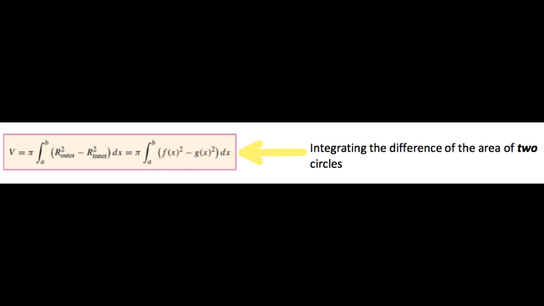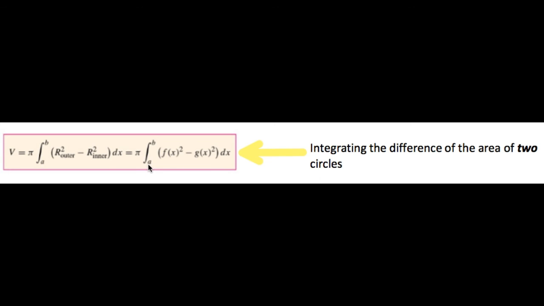Remember, you're integrating the difference of the area of two circles. So to do that, again, you pull pi out, and it's the difference of the radius. It's r squared of the outer function minus r squared of the inner function, which translates to f of x squared minus g of x squared with respect to x.